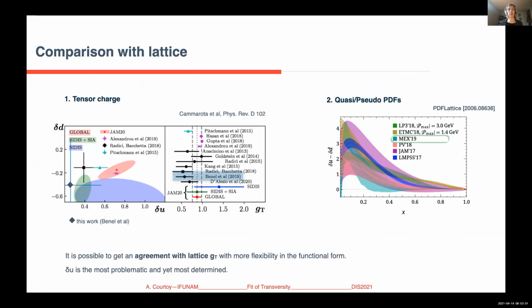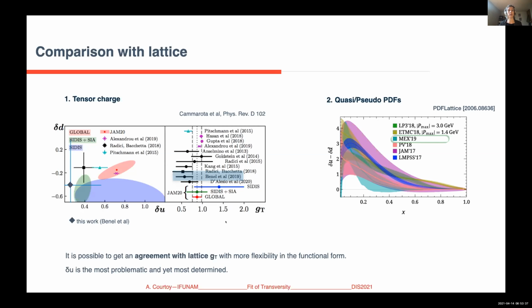Now if you want to compare with lattice, that was a plot we've seen before. I just added our point here. And as you can see, the up seems to be the most constrained, and the down is the less constrained from the IFF, at least. That's what we see. And if you check GT, we're here, and we can agree with lattice. So this exercise was made to show that you can get an agreement with the lattice if you get a more flexible functional form. And also, I think the error plays a big role in that. Of course, you can see we have a huge error.